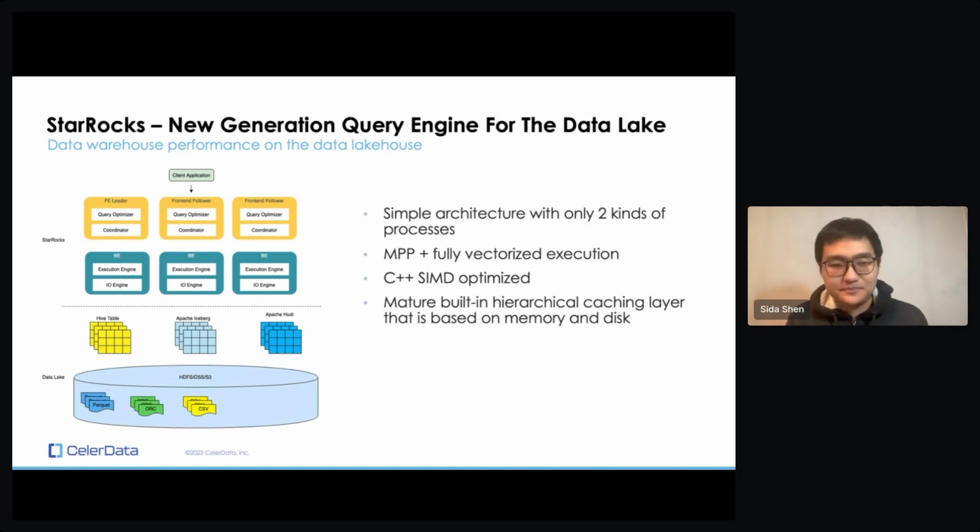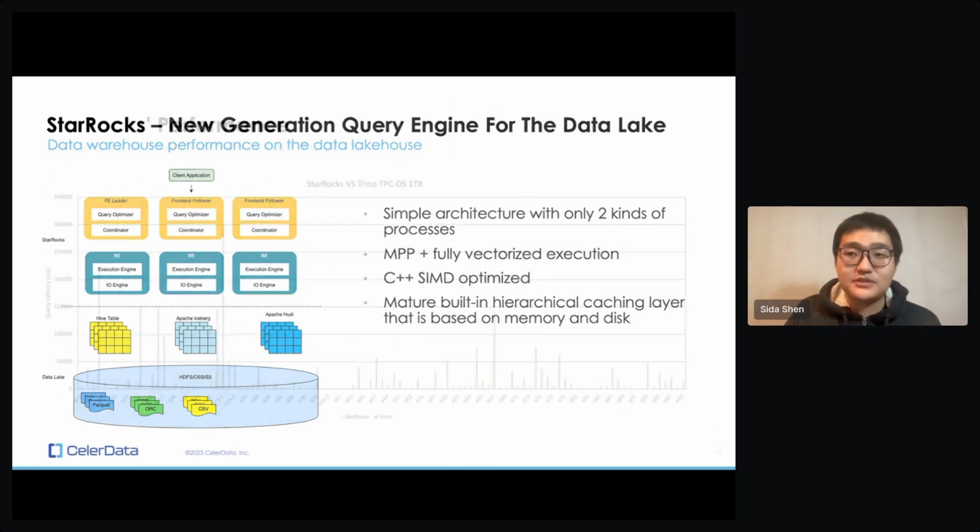It basically incorporates every single optimization you can think of for a query engine for OLAP workloads, running complex joins and aggregation workloads. And for the data lake, raw performance wise, it also has a mature built-in hierarchical caching layer to accelerate queries by getting rid of or minimizing the amount of data scan on the data lake, which is the bottleneck of data lake queries. So its raw performance is really fast.